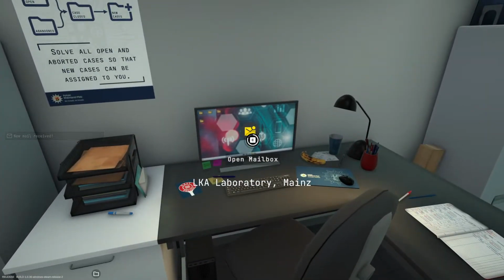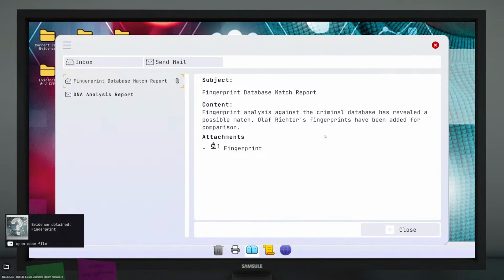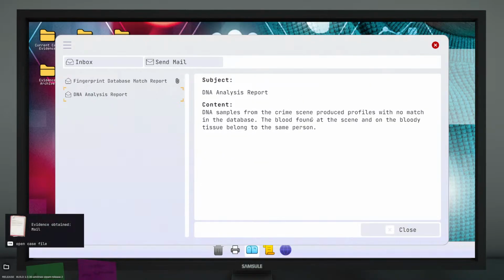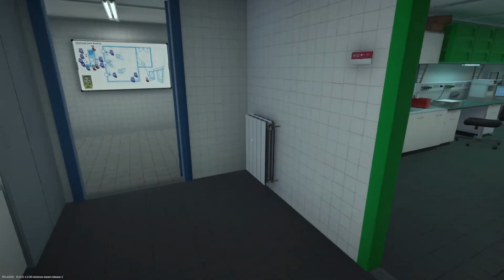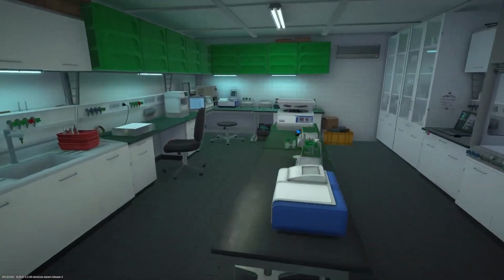Alright, we have an email. Fingerprint database match report. Fingerprint analysis against the criminal database has revealed a possible match. Olaf Richter's fingerprints have been added for comparison. I wonder why. DNA samples from the crime scene produce profiles with no match in the database. The blood found at the scene and on the bloody tissue belonged to the same person. Ew. Interesting.